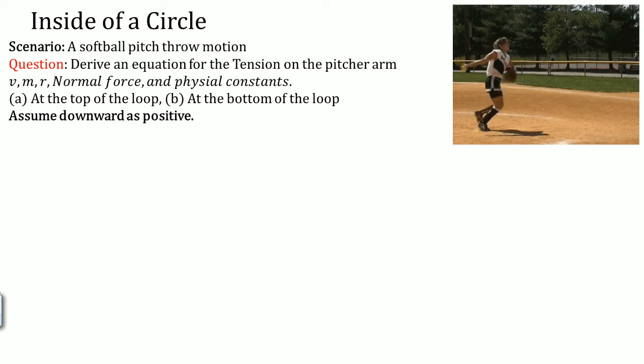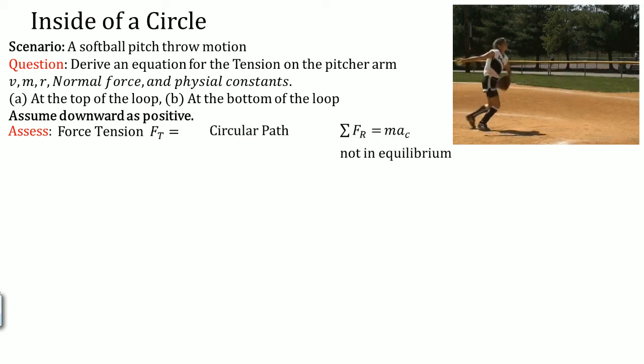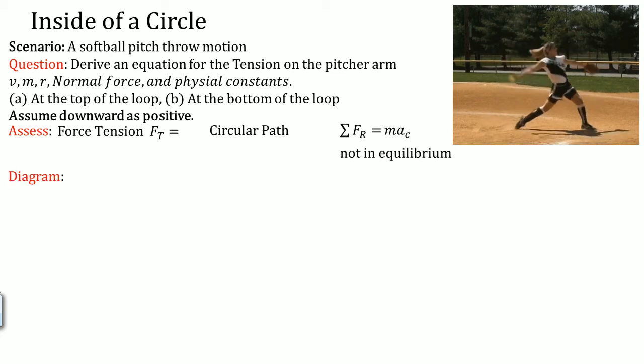In this case, we're going to take the downward position as positive. In this part, we're looking for force tension, Ft. It's in a circular path and the object is not in equilibrium. The ball is going through a motion. Let's look at the diagram.